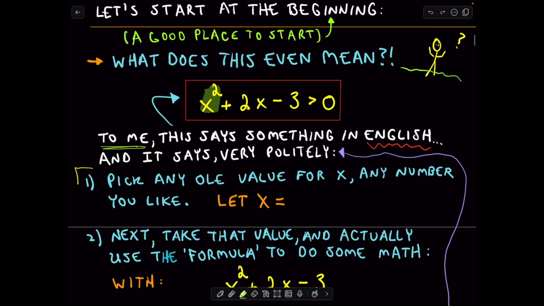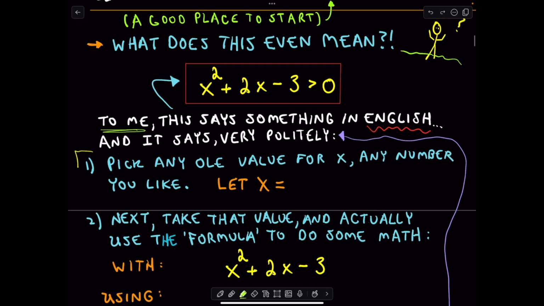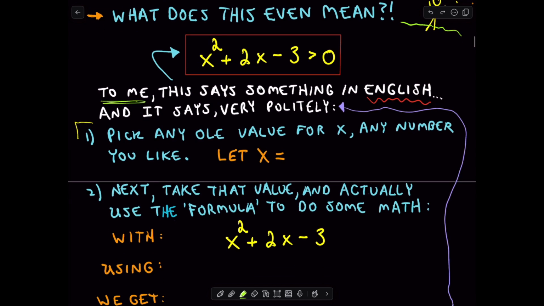Okay, so when I see this statement, x squared plus 2x minus 3 greater than 0, it's asking me to do something. And what is it asking me to do? Well, let's start off with an example. We're going to pick any old value of x that we like. How about I pick x equals 10?